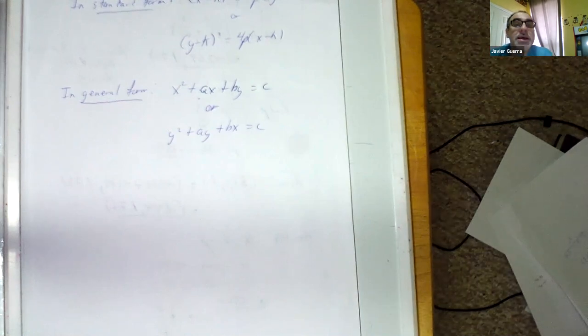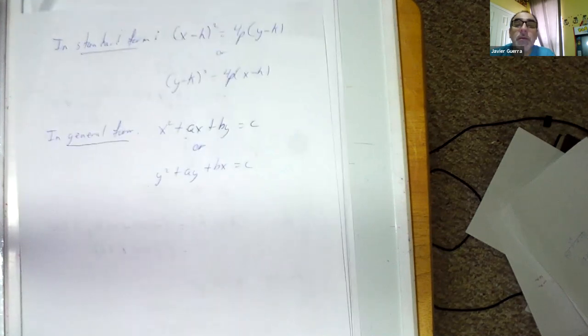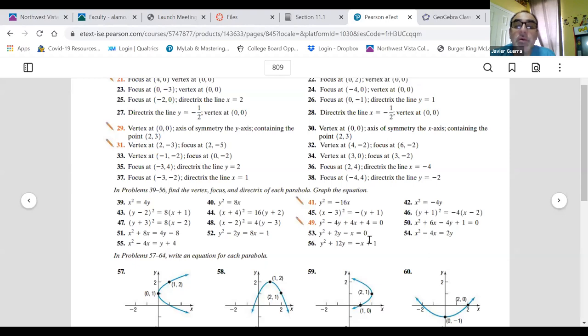So which one should we choose from our exercises? You guys can choose from 49 through 56. Which one would you like? 52. Excellent. All right, 52. I need a pen. What did I do with my pen? There it is. Let me write it down. 52 is y squared minus 2y equals 8x minus 1. Oh, that's a perfect one. Thank you. Excellent. Okay, so 52.